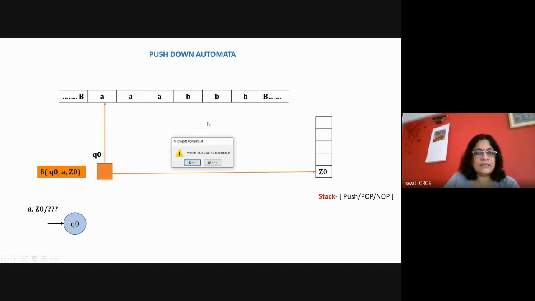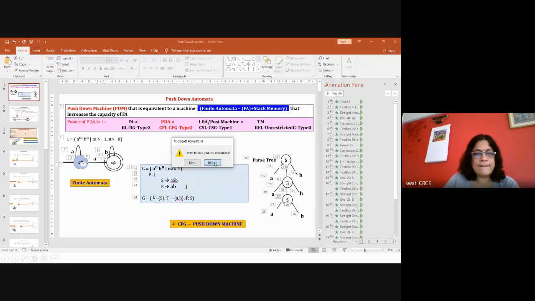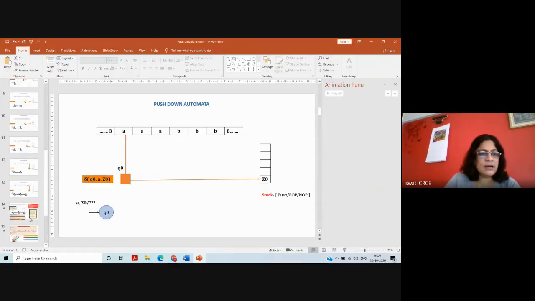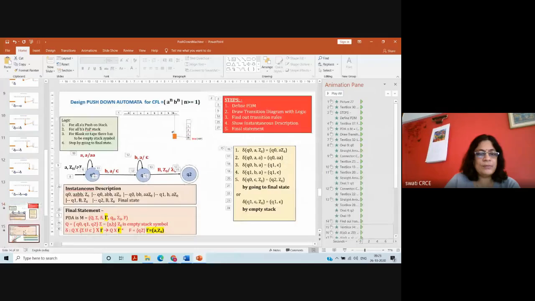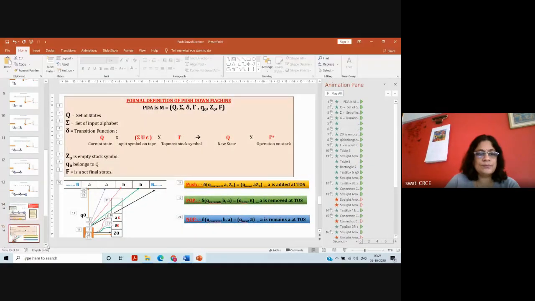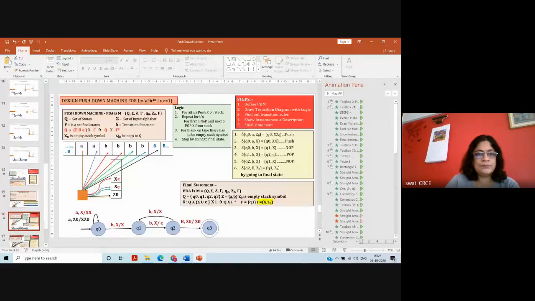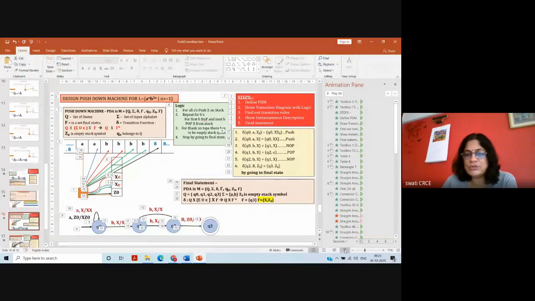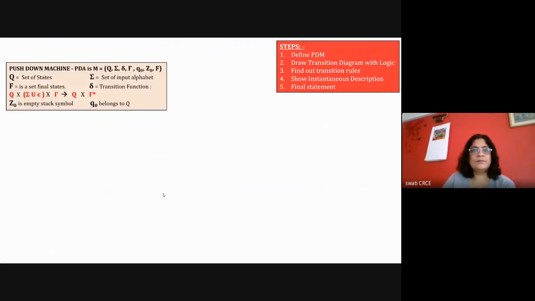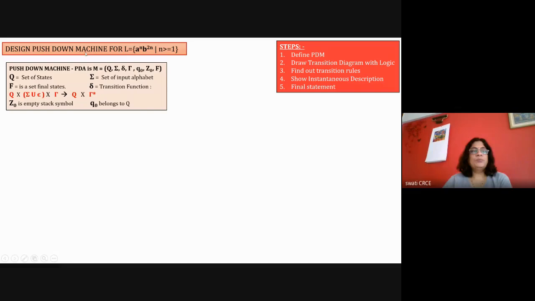This we have done last time. So today we'll start with this problem of A raised to n, B raised to 2n. Okay, so the question is: design a push down machine for the language L equal to A raised to n, B raised to 2n. So what is the meaning of this A raised to n, B raised to 2n?